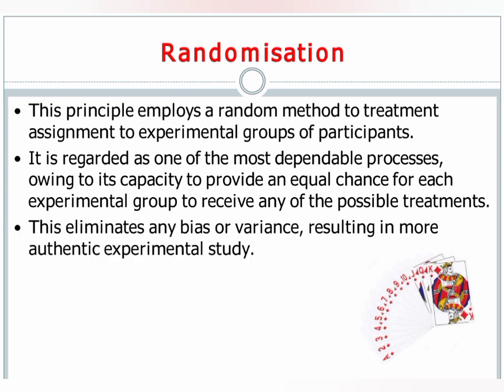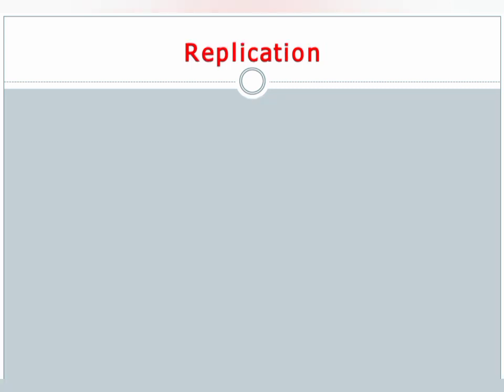This eliminates any bias or variance, resulting in a more authentic experimental study. So it eliminates all the partiality and it allows every variable in the experimental study to get selected. It gives equal chance to all the variables in the experiment. So next one is replication.